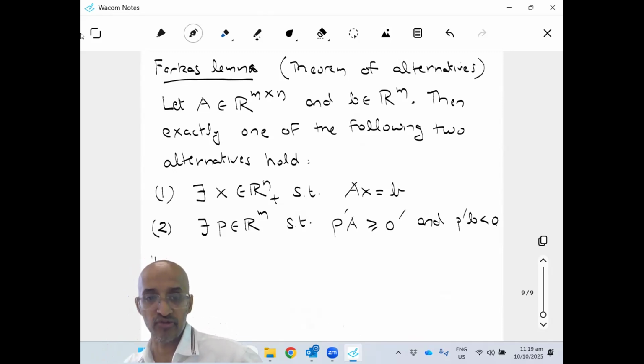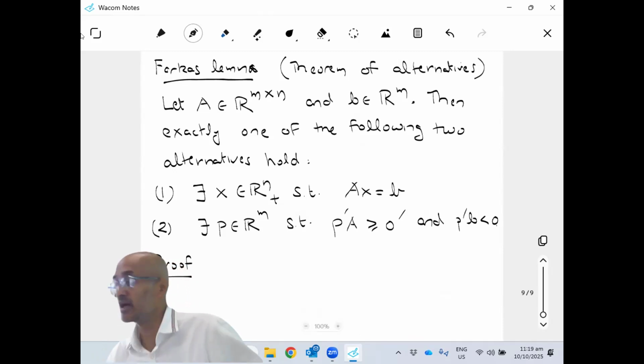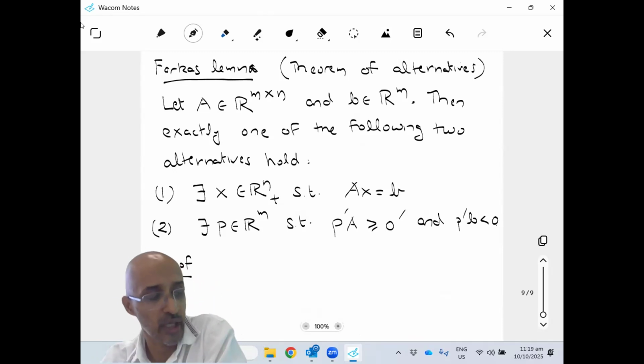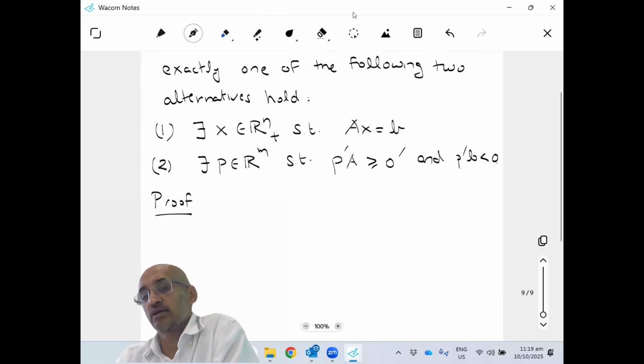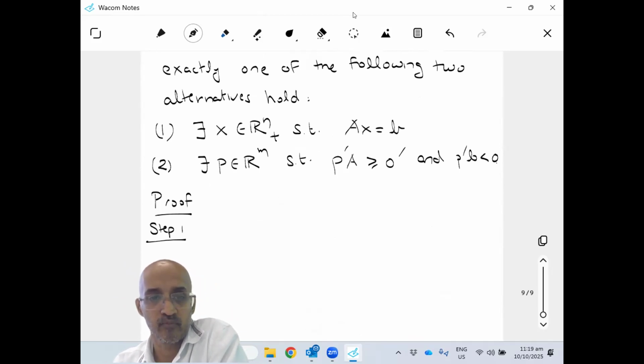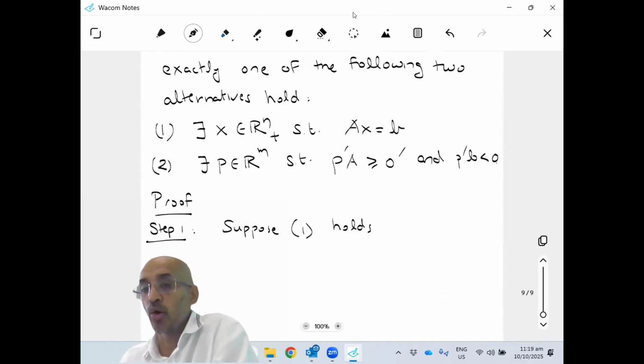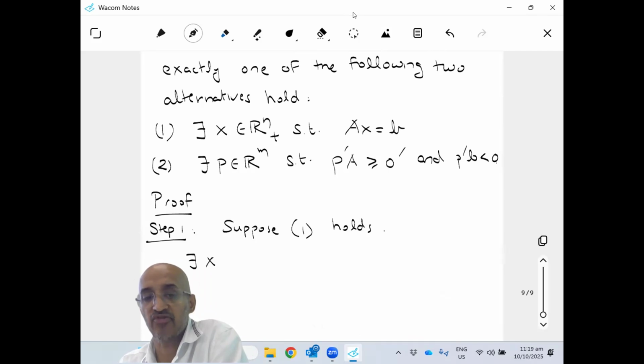Okay. So let's try to prove this, interpret it, and I'll show you an application of this. Again, it's going to be an application of duality. We need to prove that only one of these two holds. So we're going to do this in two steps. Step one, suppose one holds. If one holds, I have to show that two cannot hold. So suppose one holds, what does it mean? There exists x non-negative such that Ax is equal to b. I can find some such x.